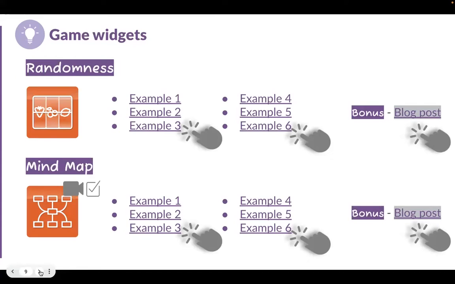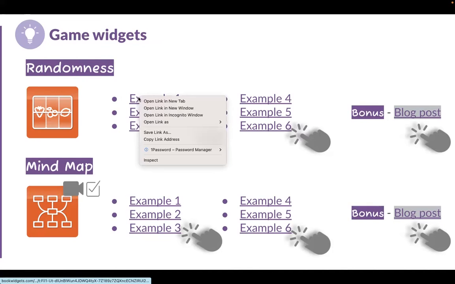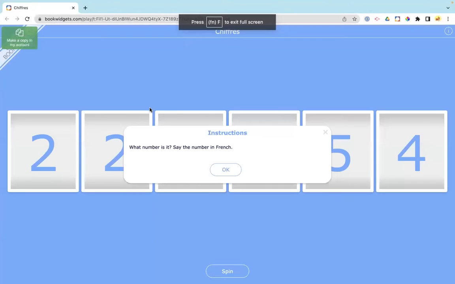Let's go over to another game widget, the randomness widget. I love this particular widget because there's so many different uses for it. Now you'll notice the randomness widget does not support live monitoring, nor is there grading or feedback. The students are simply spinning the wheel.